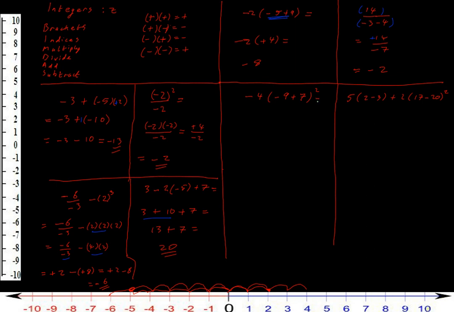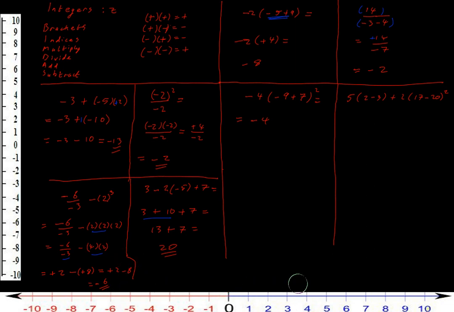Next problem. So I have minus 4 multiplied by, in brackets, I know that the number sits next to the bracket, so I'm going to multiply, and I have minus 4 multiplied by minus 9 plus 7, all squared. Now, I can see a squared bit, so I have an indice, but I also have stuff going on in brackets, and brackets are going to come first, and then my indice. So I have minus 4, and I'm starting at minus 9, and I'm going to add 7.